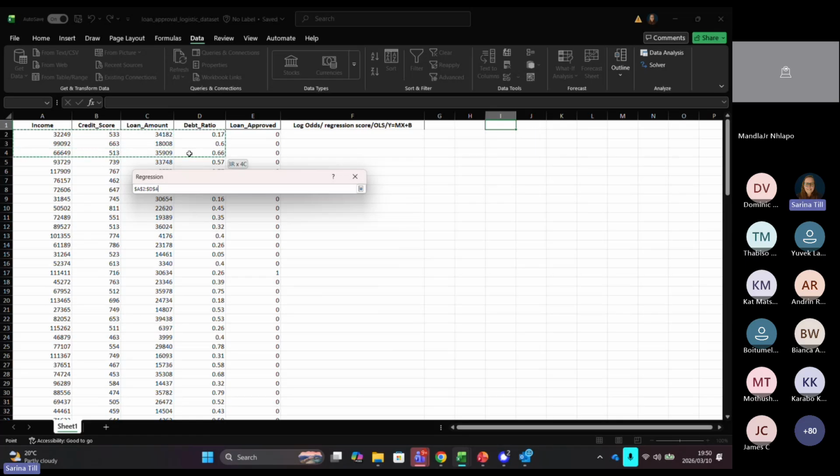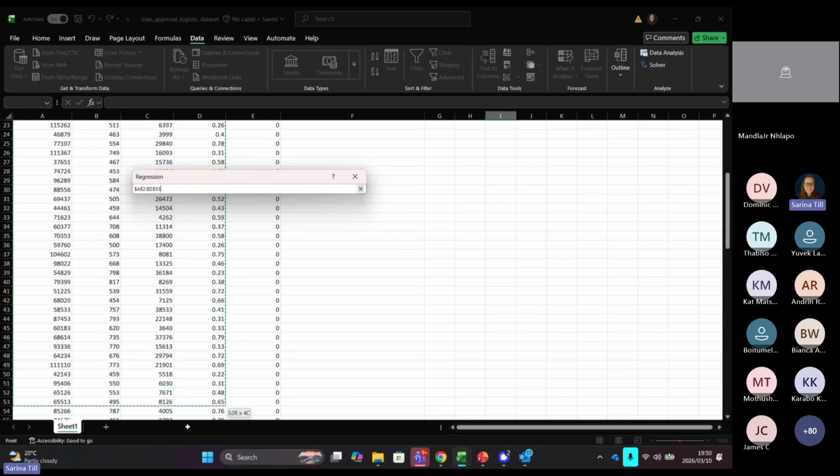It was based on the income, credit score, loan amount, and debt ratio. And here you'll see those things: where the debt ratio is high, they're not giving you a loan, and when the debt ratio is nice and low, you're getting the loan.